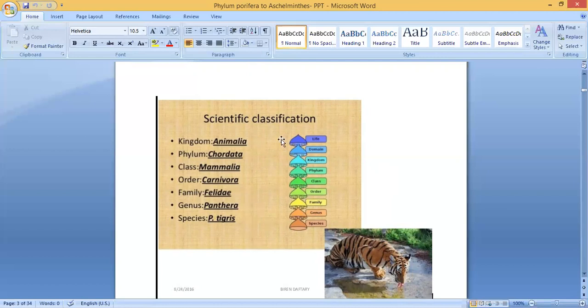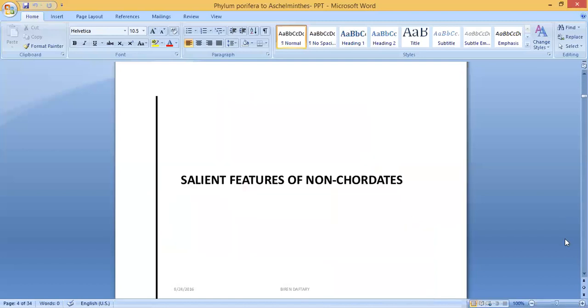Okay, so these are the orders. Kingdom, as I just told you, is the highest in the hierarchy. Below that, phylum, then class, order, family, genus, species. Clear? So kingdom Animalia, phylum Chordata, class Mammalia, order Carnivora, family Felidae, genus Panthera, species Panthera tigris. Clear? Next, we are going to learn about the salient features of non-chordates.